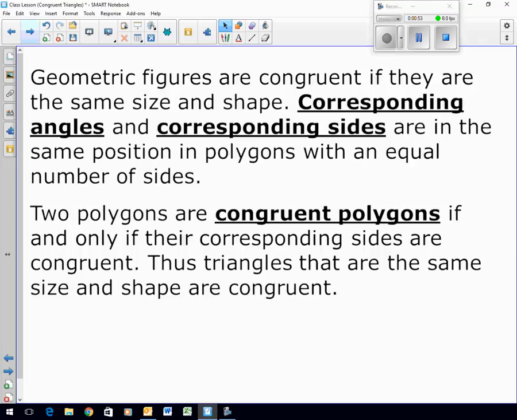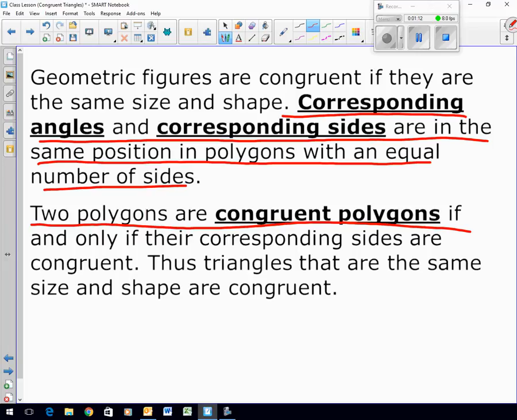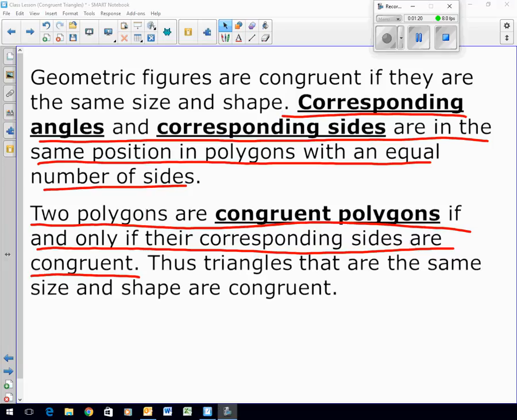Geometric figures are congruent if they are the same size and shape. Here's what you need to write down. Corresponding angles and corresponding sides are in the same position in polygons with an equal number of sides. Polygons are congruent polygons if and only if their corresponding sides are congruent. We'll come back to it. I got things to do today.